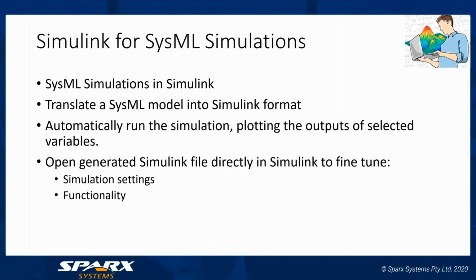So, Simulink for SysML simulations. You can now use Simulink to enhance your SysML simulations. Basically, you translate a SysML model into a Simulink format and then automatically run that simulation, plotting the outputs of the selected variables and then getting that information back into Enterprise Architect. You can open up the EA generated Simulink file directly in Simulink to fine tune the simulation. So if you want to change the simulation settings or change the functionality at all, you can definitely do that.